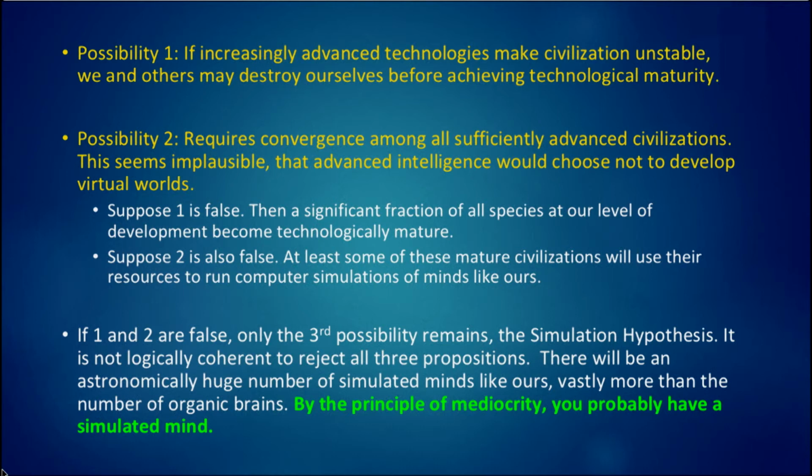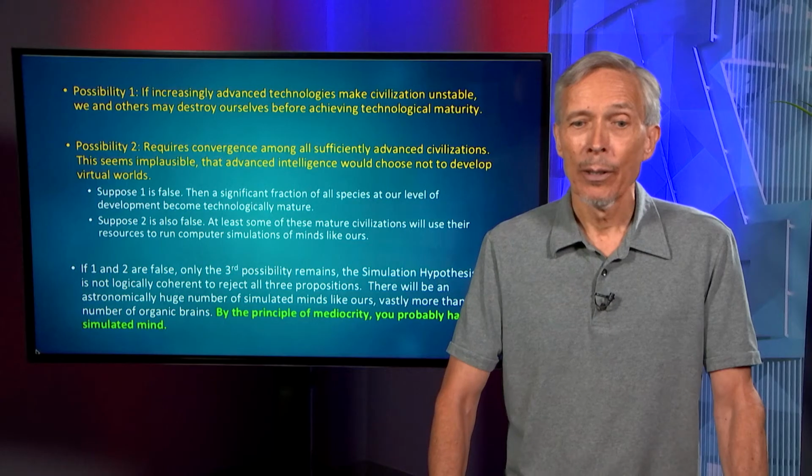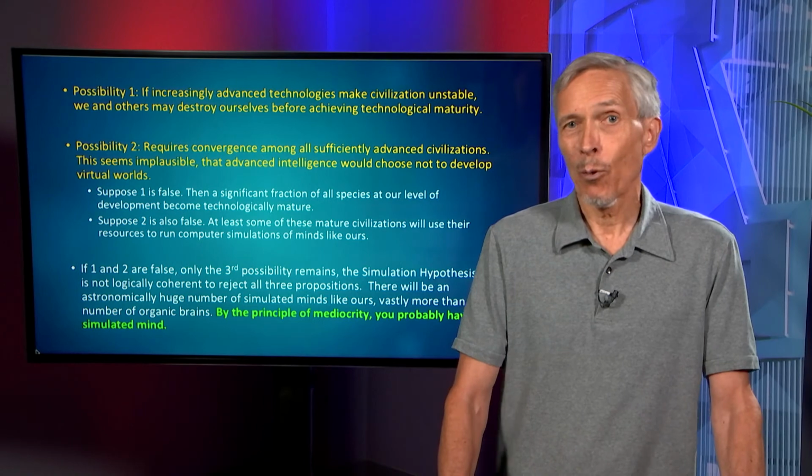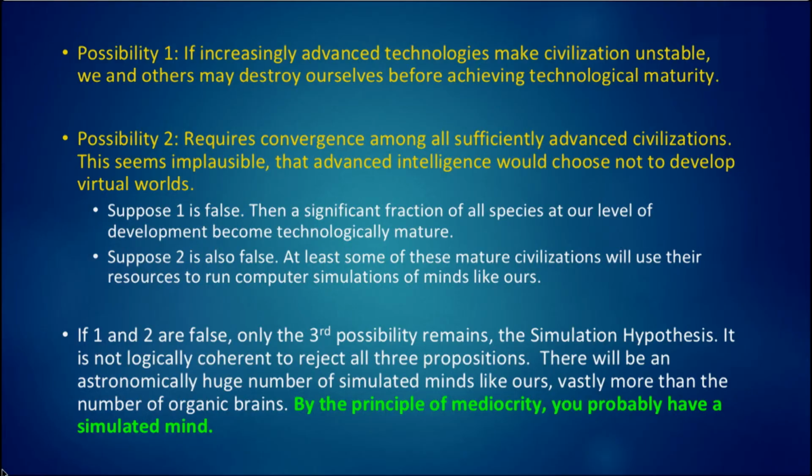Remember, it's not logically coherent to reject all 3 possibilities. You have to pick your poison. There will be an astronomical number of simulated entities and minds like ours because it's so cheap to make them, vastly more than the number of organic brains and bodies and biologies.